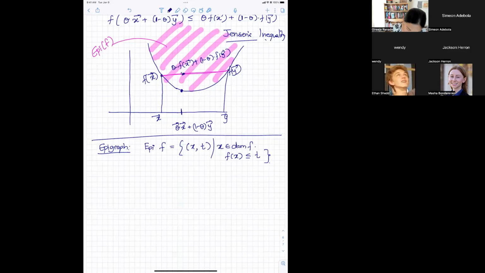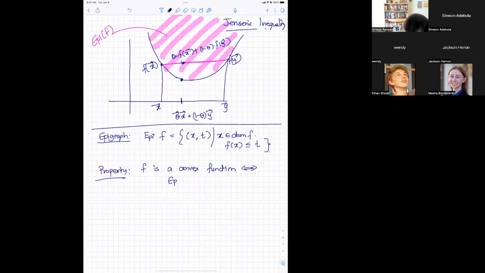That's the epigraph. And the nice property that you have is that f is a convex function if and only if the epigraph of f is a convex set. Okay? We're not going to prove this property in class today. This will be on the homework, and you can prove it there. But basically, this is true. Okay?